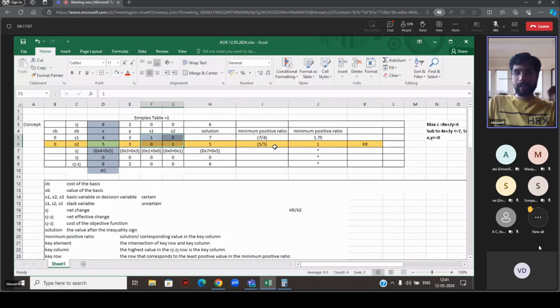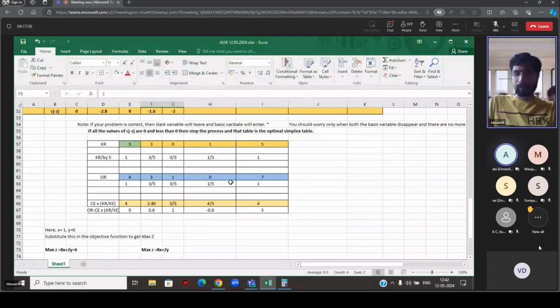Key element is the intersection of the key row and key column. So key element should always be 1. Is it 1 here? No, it is 5. So you have to make it 1. After that, other elements in the key column should be made 0. Which is the other element? 4. Is it 0? No. So I have to make it 0. So I did this calculation. After I did this calculation, 5 became 1 and 4 became 0. Then after that, you are there.